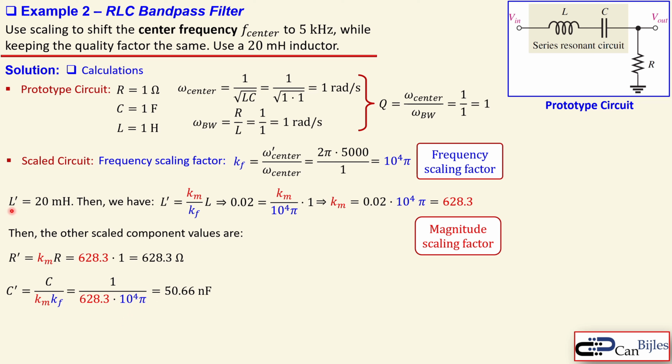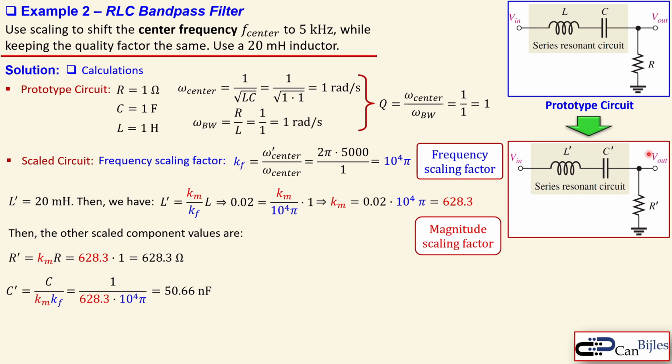So we have our L prime, which is already given in the example, and also R prime and C prime. That means the complete component values are available now. So this circuit prototype will be transformed into this circuit with all primes here. That is our scaled circuit.